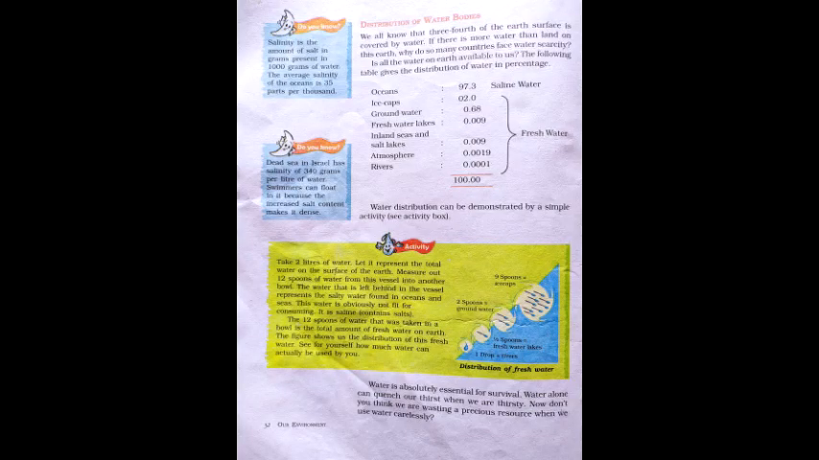Distribution of water bodies. Students, 3/4 of the earth's surface is covered by water. But all the water on earth is not available to us. 97.3% water is saline or salty, found in oceans and seas. Only 3% is fresh water. This 3% is available to us, which we use in our daily life.